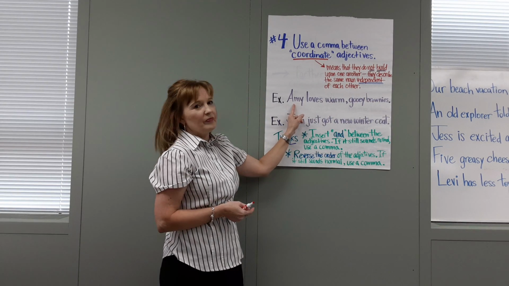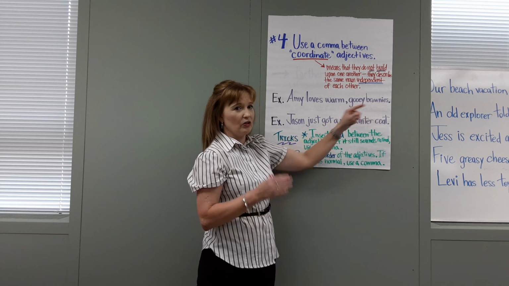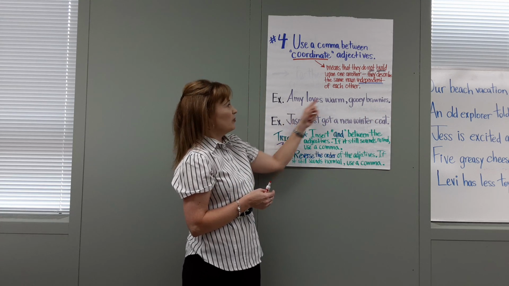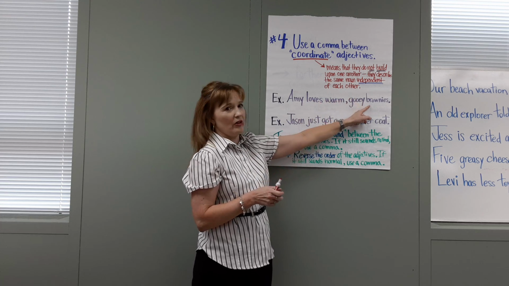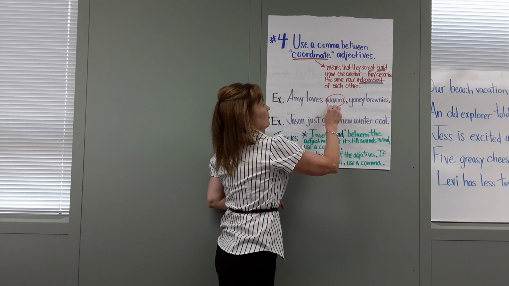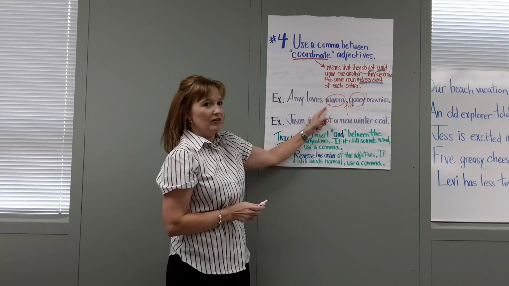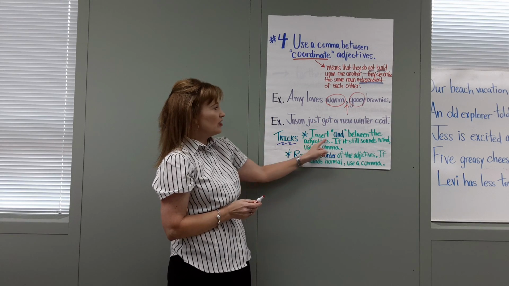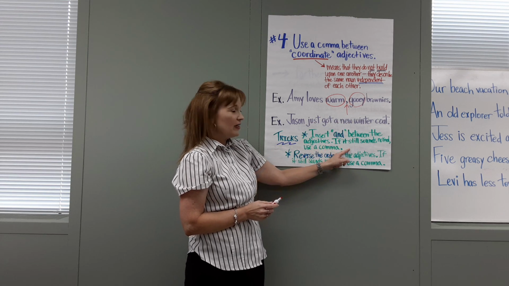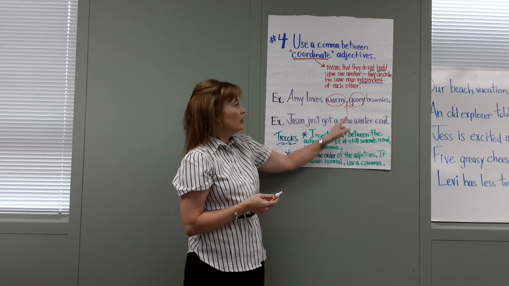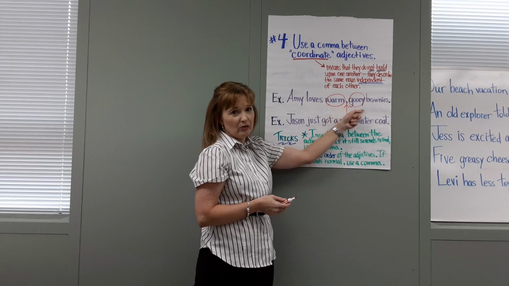Look at this sentence. Amy loves warm, gooey brownies. Okay, so look for your nouns. I have Amy and brownies. Are there any words describing Amy or the brownies? I see two. I see warm and gooey. So how do I know I have to have a comma there? Look down here. If I can insert the word and right here, and it still makes sense, it still sounds normal, then I need a comma. Let's try it. Amy loves warm and gooey brownies.